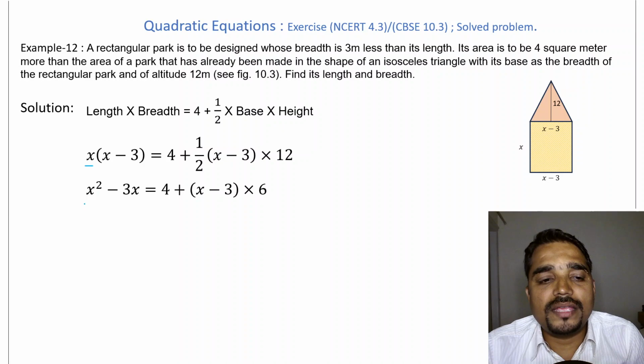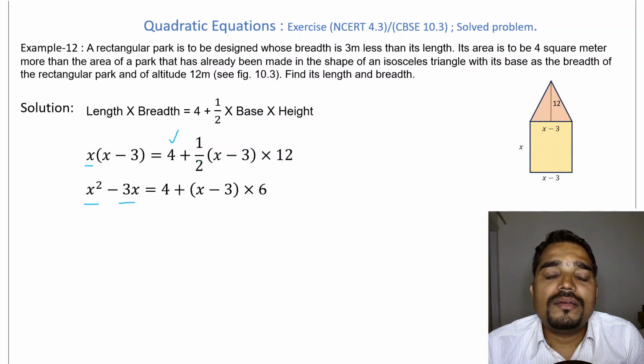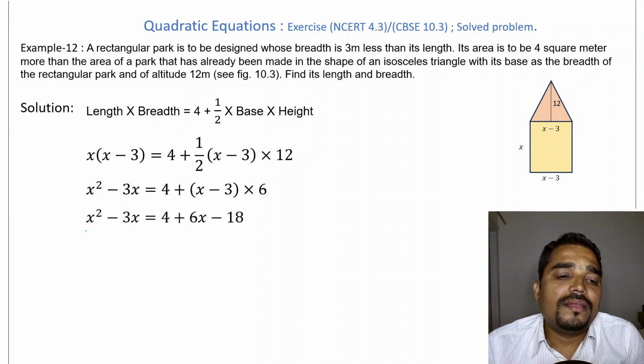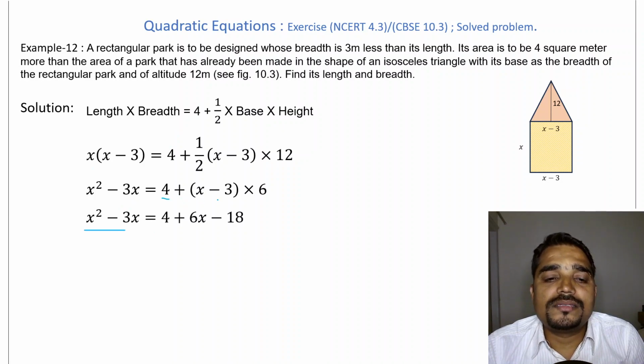X into x is x square, and x multiplied by minus 3 is minus 3x, equal to 4 as it is, plus this 2 6 has got cancelled, that is 6 into x minus 3. Now terms of LHS would remain as it is, that is x square minus 3x would remain as it is, 4 also would remain as it is. Now 6 into x is 6x, plus into minus is minus, 6 3s are 18, that is 6x minus 18 is what I am getting by opening this bracket.